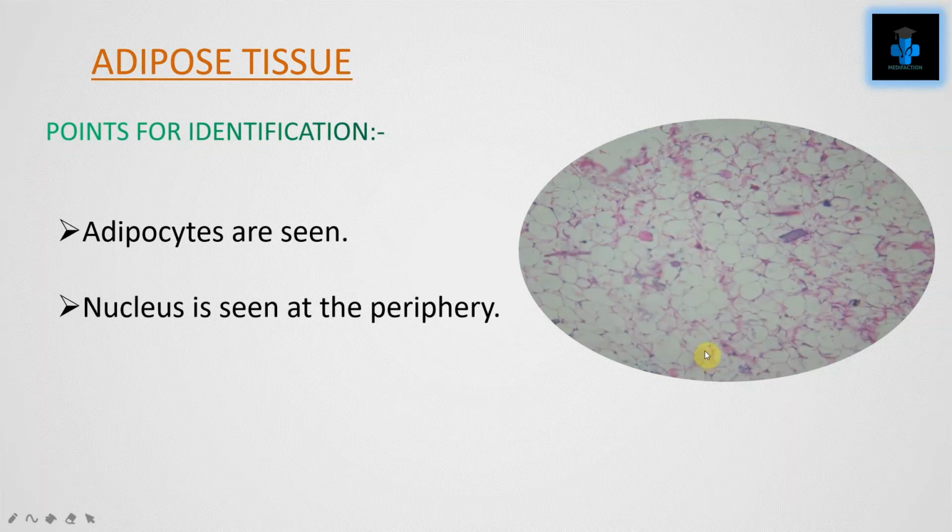Adipose tissue. In adipose tissue, adipocytes are seen. So adipose tissue is a specialized connective tissue consisting of lipid-rich cells called adipocytes. The main function of adipose tissue is to store energy in the form of lipids, that is fats. In case of adipose tissue, the nucleus is seen at the periphery.